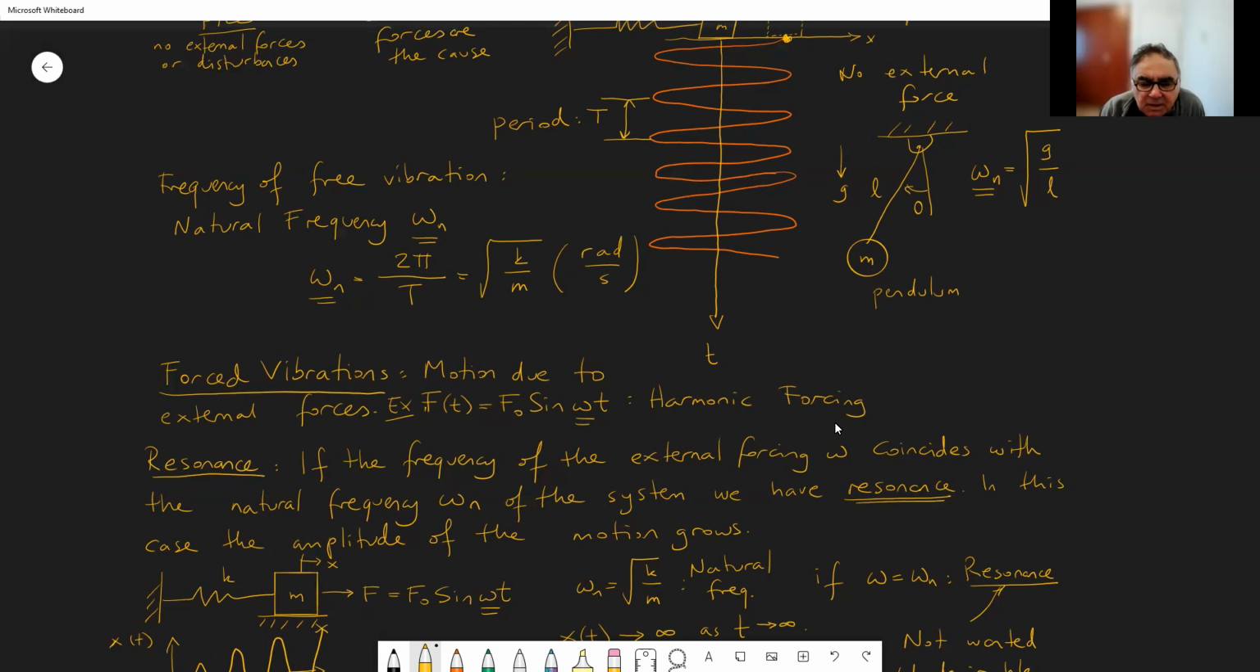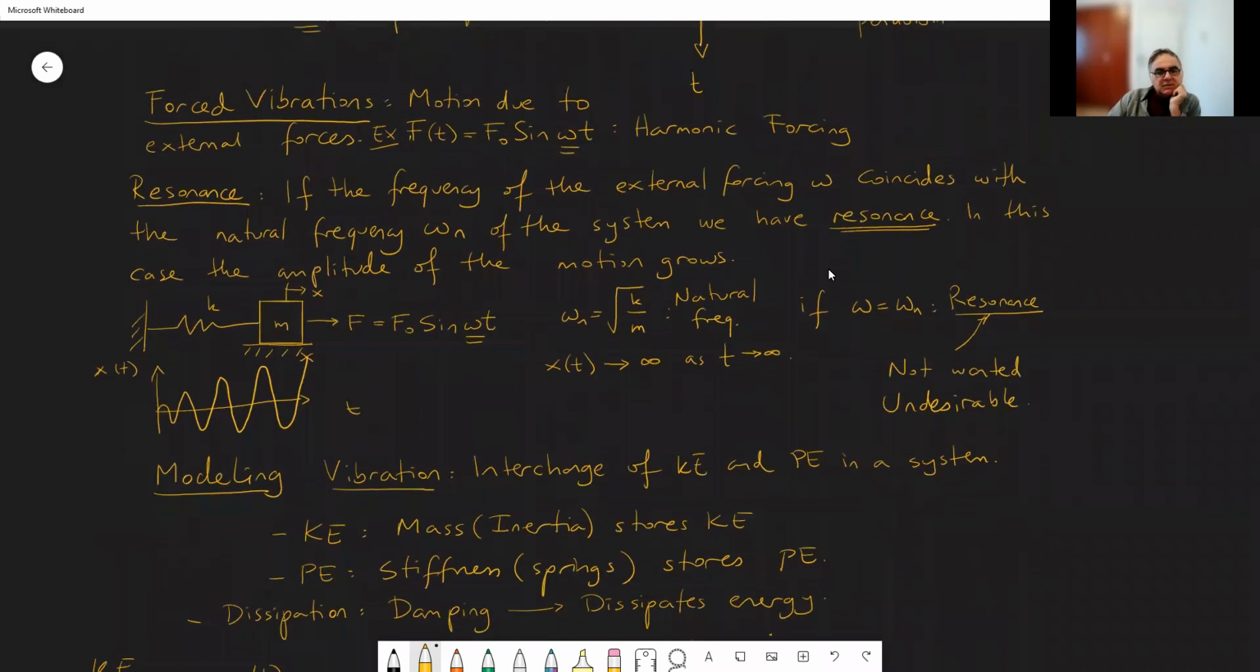And resonance happens when the frequency of forcing omega coincides with the natural frequency of the system. So if omega is equal to omega n, we will have resonance and the amplitude of vibration is going to grow up indefinitely. Resonance is something we don't want. We try to avoid resonance, and it is very important in vibrations that we avoid resonance.